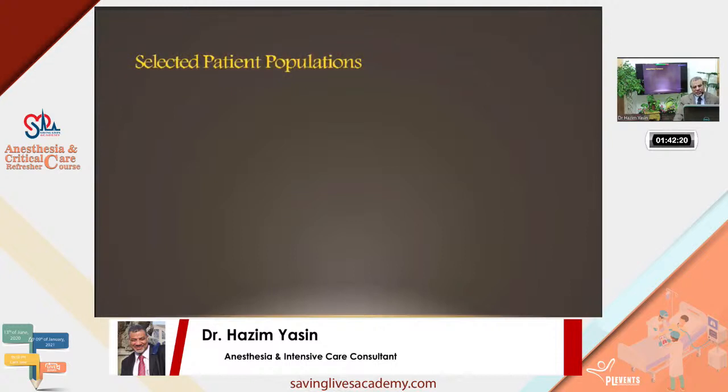Selected patient populations. What if the trauma happened to a geriatric patient? He is polytraumatized. Of course, all of us know the physiological and anatomical changes in geriatric patients: how their lung has less functional reservoir capacity, how his joints, how his blood pressure, how his medications for hypertension, for diabetes, and so on. So all these factors should be considered.